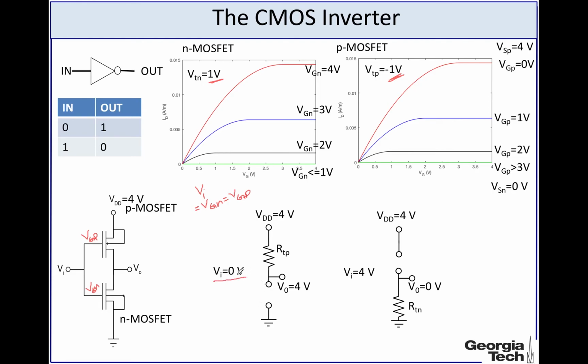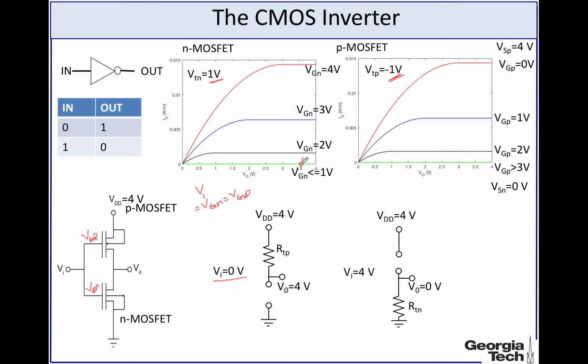When VI equals 0, VGN is equal to 0, which means it is represented by this green curve, and the green curve basically means off. Whatever the drain voltage is, there will be no current flowing through the device. So essentially this looks like an open circuit.